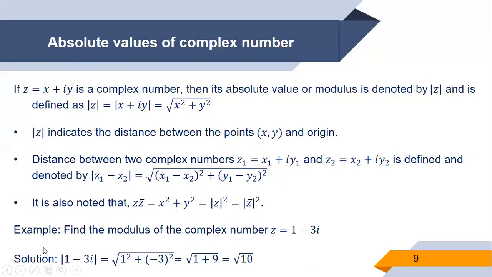It is also denoted by z into z bar is equal to x square plus y square, and x square plus y square we write as mod of z square, and mod of z square we also write as mod of z bar square.